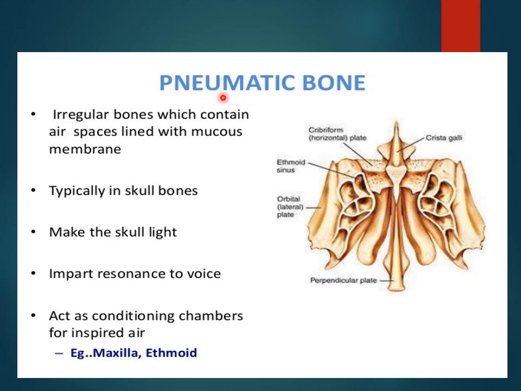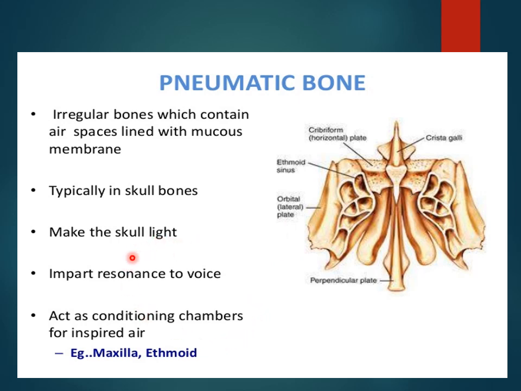Then there are the pneumatic bones, whose name indicates that these are the bones that have air in them. These are the bones which contain air spaces, and these are lined with mucous membrane. These are mostly seen in the skull bones, as these are present in the ethmoid. Here you can see these cavities or spaces which are air spaces containing air cells. These are the sinuses in the skull bone. This is the ethmoid bone, and these cavities are known as ethmoid air sinuses. Similarly you have the maxillary sinus, the frontal sinus and the sphenoidal air sinuses in the skull.